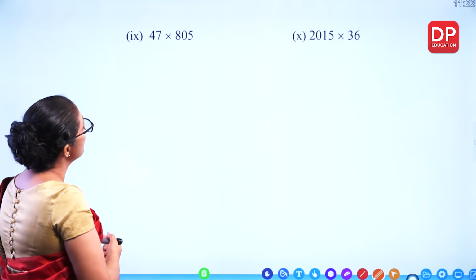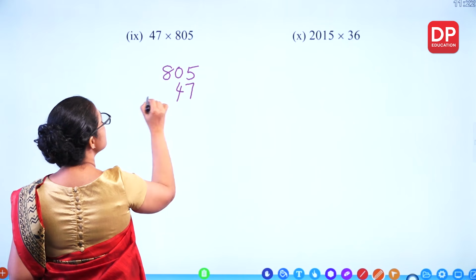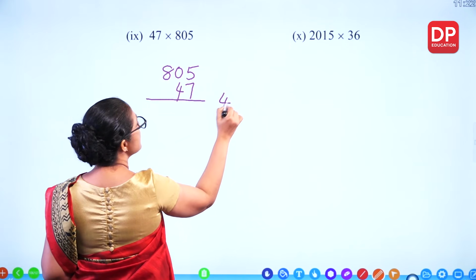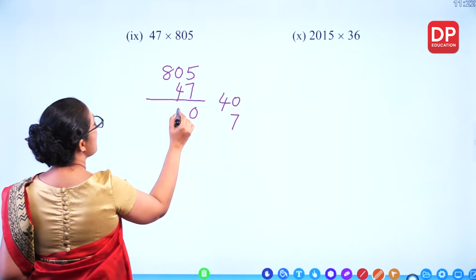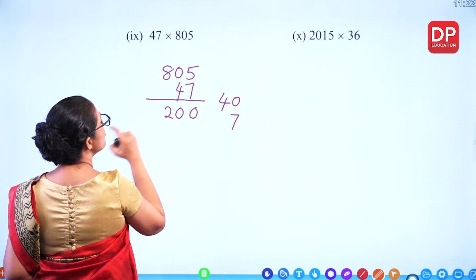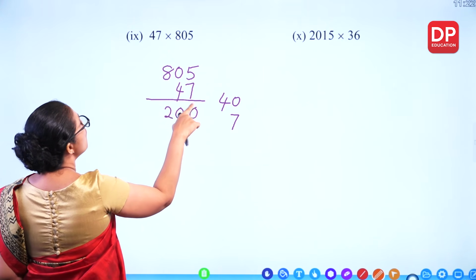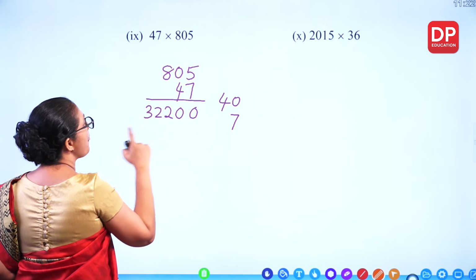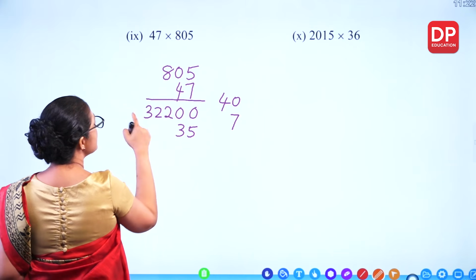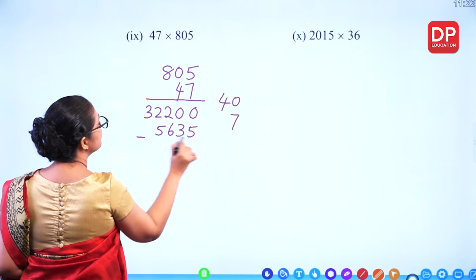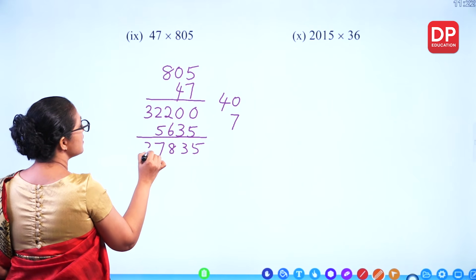47 times 805, I can write other way around. 805 multiplied by 47. 40 and 7. Put a 0 and multiply by 4. 4 times 5, 20. So here you get 2 here because 4 times 0, 0. 0 plus 2, 2. 4 times 8, 32. 7 times 5, 35. 7 times 8, 56. Add it together, you get 3, 8, 7, 3.